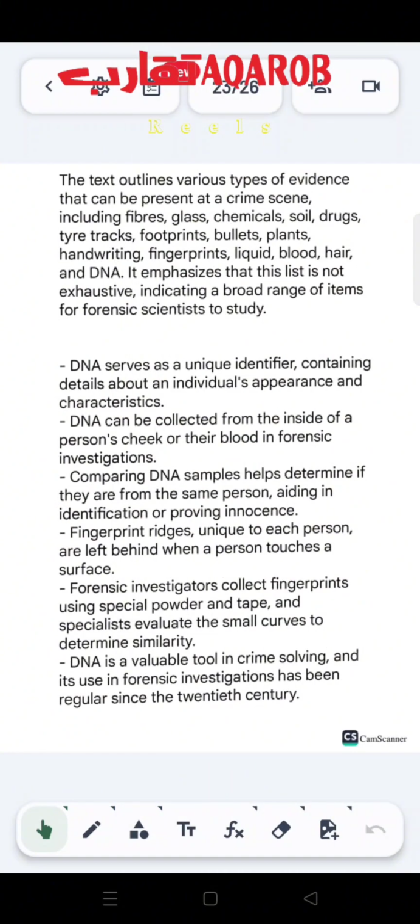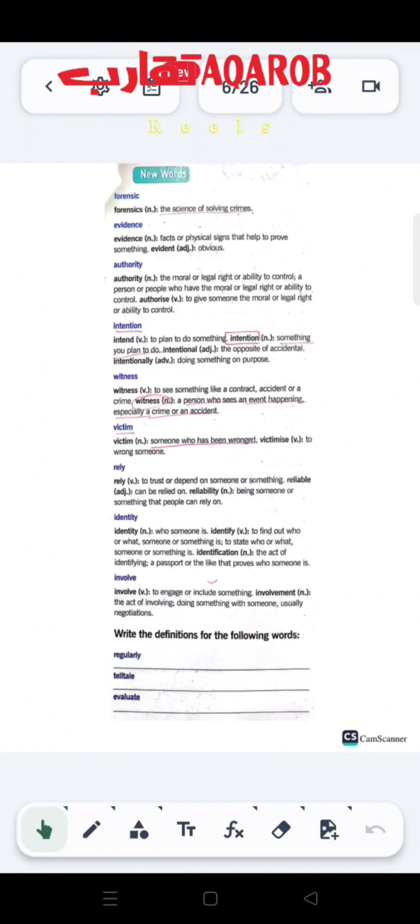Okay, we have done the summary of the whole text. Now let's read the vocabulary, the new words of the text. Let's start with the first one, forensic. So forensics is a noun. It's the science of solving crimes. Forensics, the science of solving crimes.